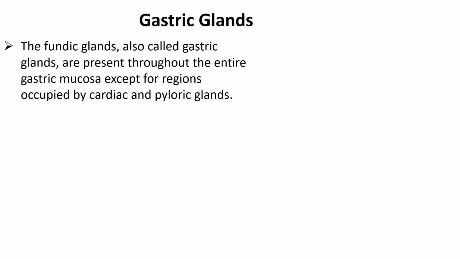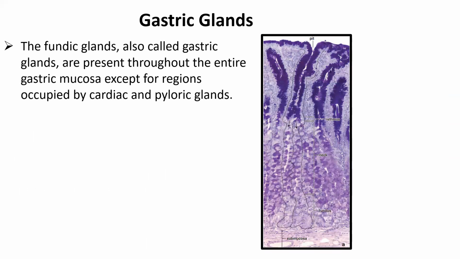Now, here is the actually important part coming, which is the gastric gland. This is probably the key slide here for today's lecture. So the fundic glands, they also call them gastric glands, are present throughout the entire gastric mucosa, except for regions occupied by the cardiac and pyloric glands. So this is the surface of the stomach. You can see this invagination. You can see this hole inside.